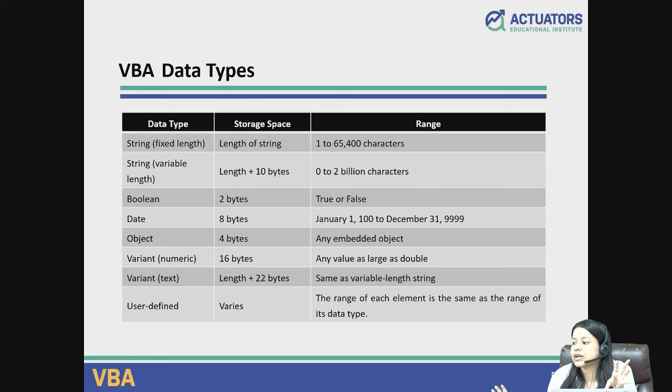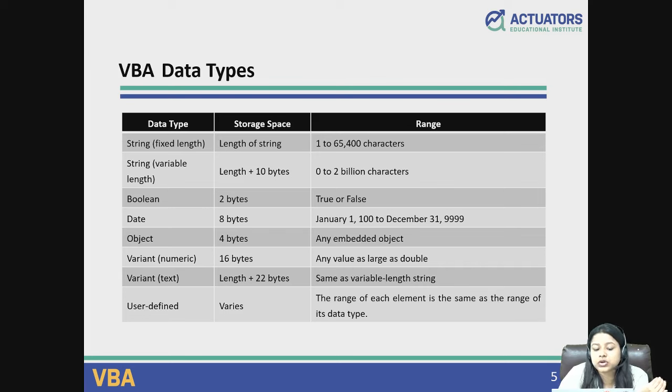Generally they try to take it as a text or a string variable. So the length is again that many string variables. If it's a fixed length, you can also have a variable length data type, which is something that will have length plus 10 bytes.